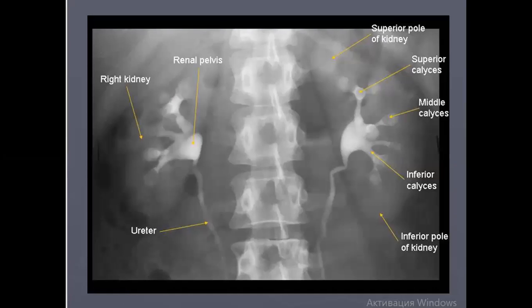Contours of the collecting system of the pelvis with images of the renal pelvis, both poles, superior and inferior pole of kidneys, images of superior, middle and inferior calyces. Shadows of ureters are also present, and the lower shadow of the urinary bladder.